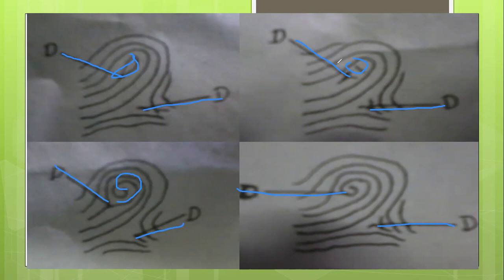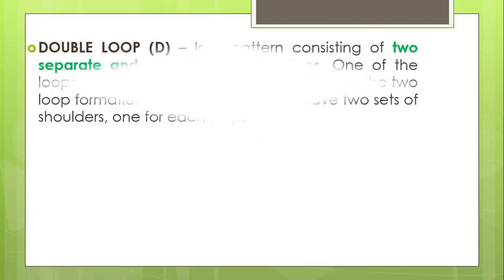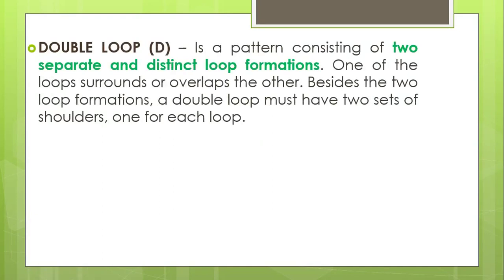Okay, let's proceed to the next slide. Another variant of whorl patterns is double loop whorl, which is represented by the sign of D. Kanina si plain whorl, W, and itong si central pocket loop, letter C, and double loop whorl is letter D.